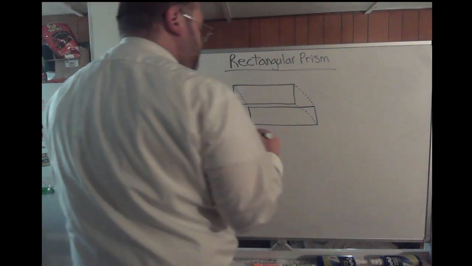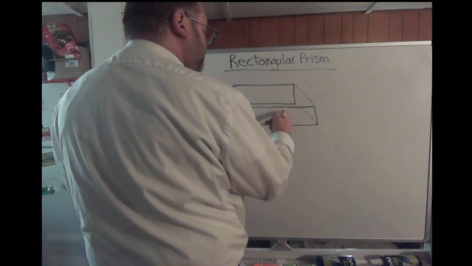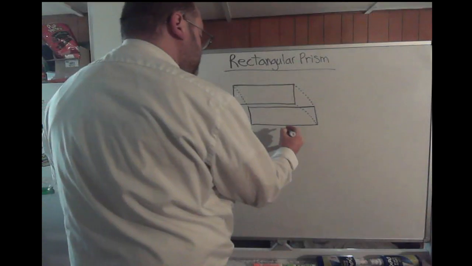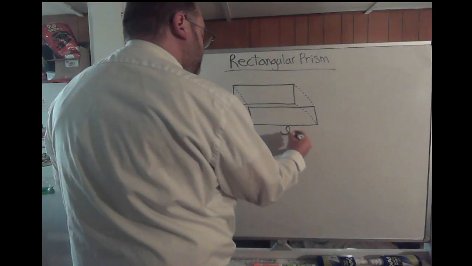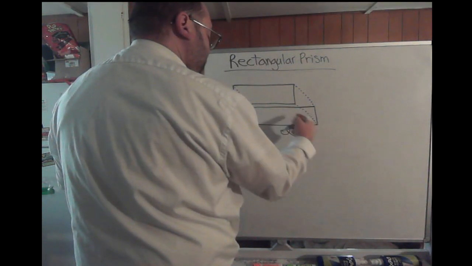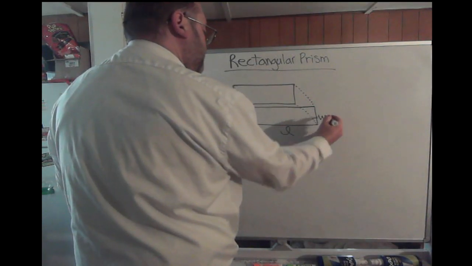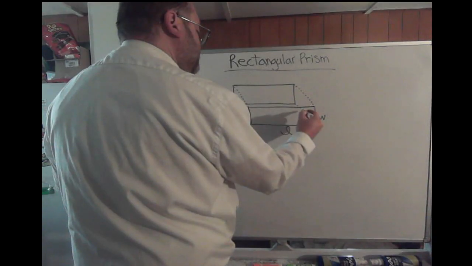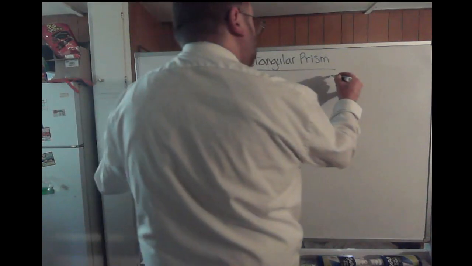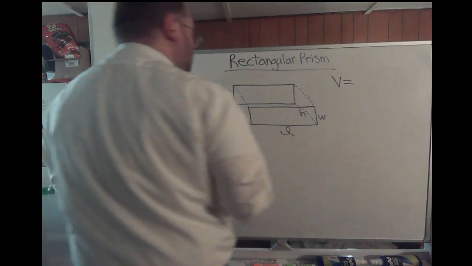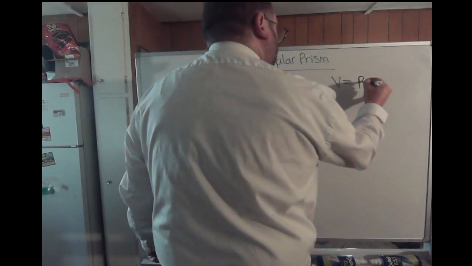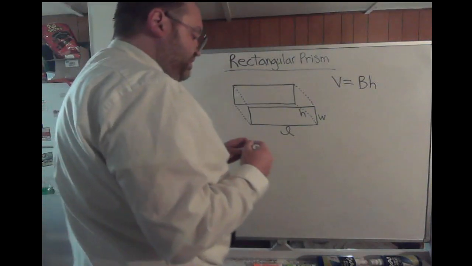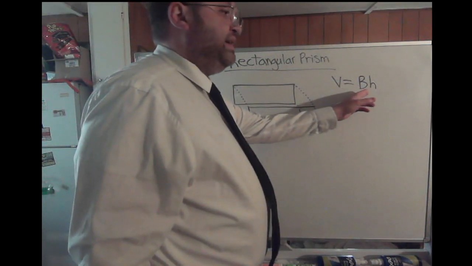Of course, in a rectangular prism, your bases are rectangles. You're going to take the length of one of the rectangles and the width of one of the rectangles. And then you have the height dimension. So to find the volume of a prism, it's capital B, which is the area of the base, times the height. In any prism or cylinder, it's always the area of the base times the height.